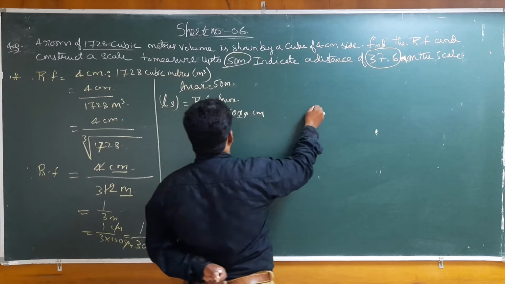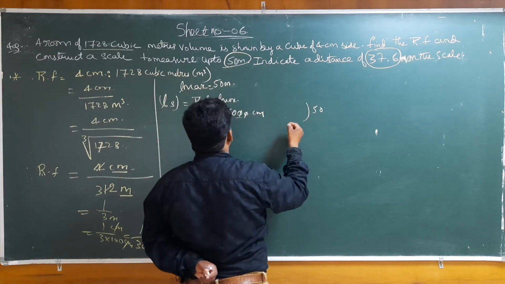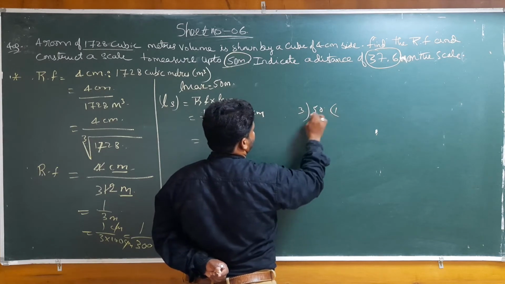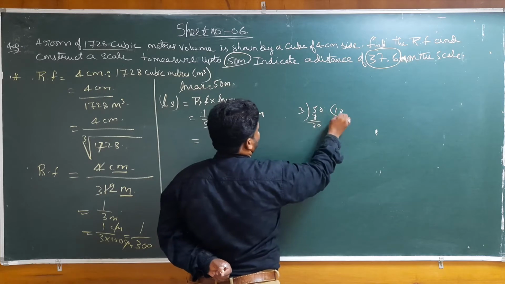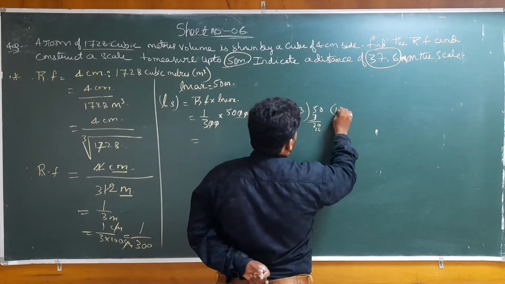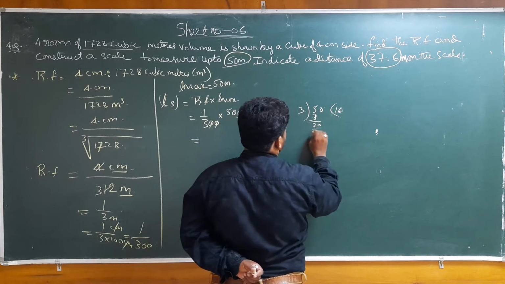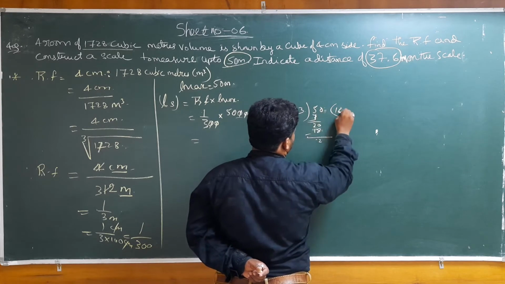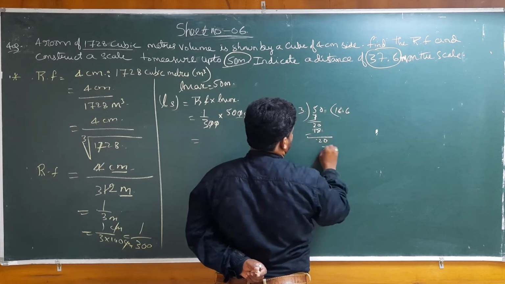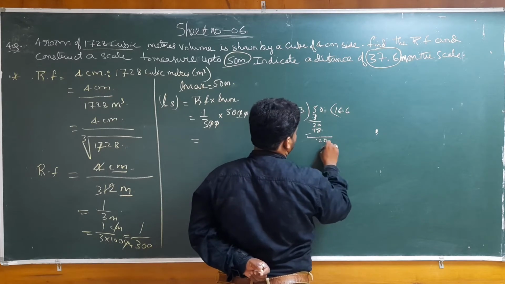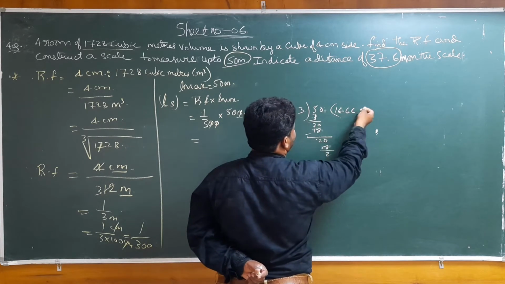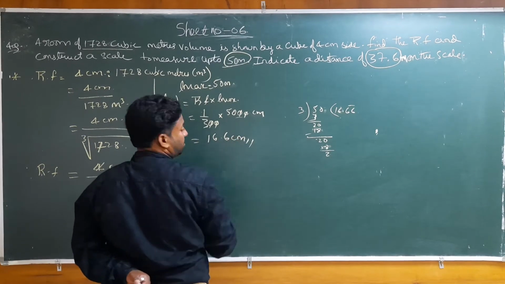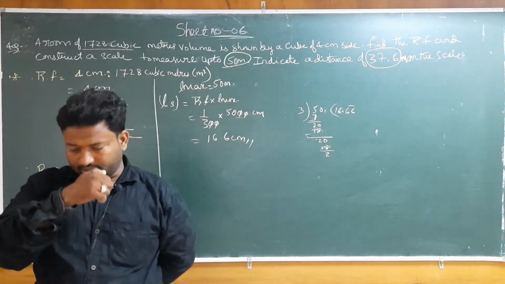So we can do it roughly here also. You can use the calc also. 50 divided by 3: 3 1s are 3, 3 6s are 18, the remainder is 2. Again we take point 0, 20, that is 18, remainder 2. So 16.66, so it's a bar, so we will get 16.6 centimeter. The length of the scale is 16.6 centimeters.